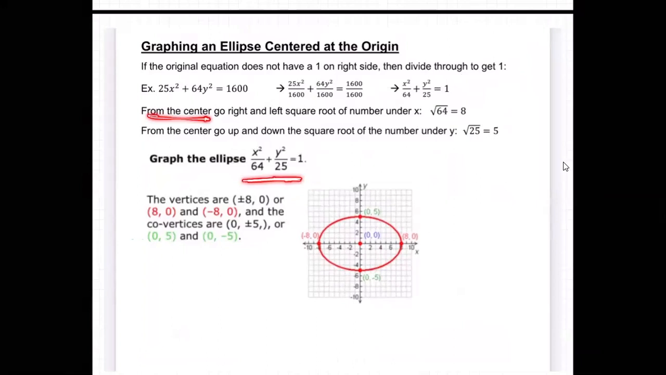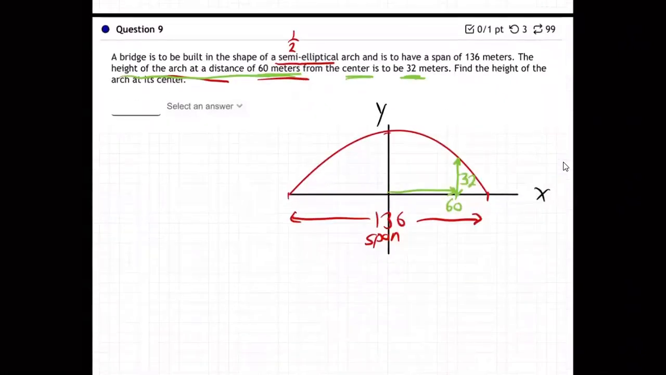From the center, go right and left the square root of the number under x. You go right and left 8, because that's the square root of 64. Up and down 5, because that's the square root of 25, right? That's how you do an ellipse. And we have half an ellipse. We have the top half of the ellipse. Okay. So we need an equation. So we have something like x squared over a squared plus y squared over b squared equals 1, don't we?